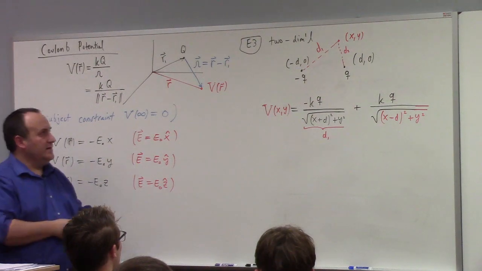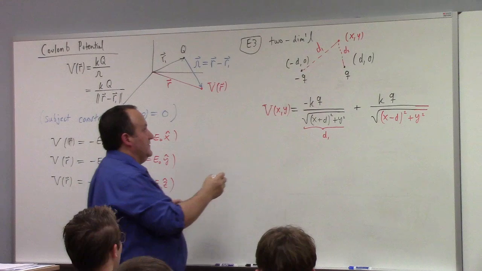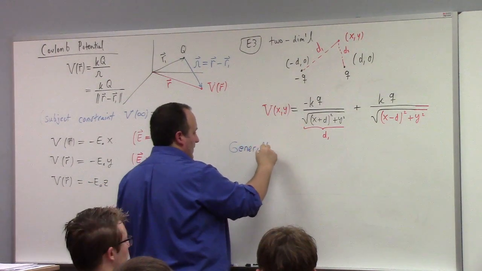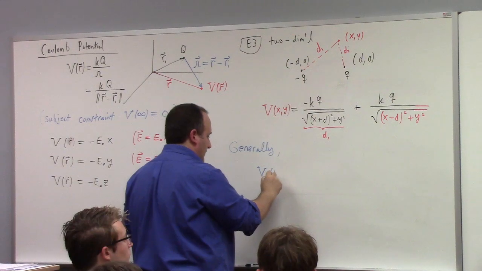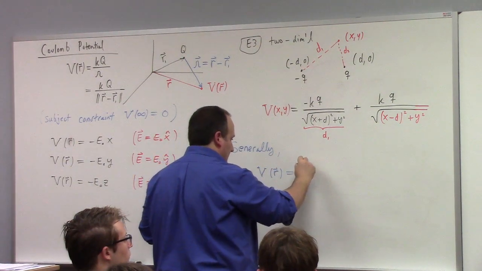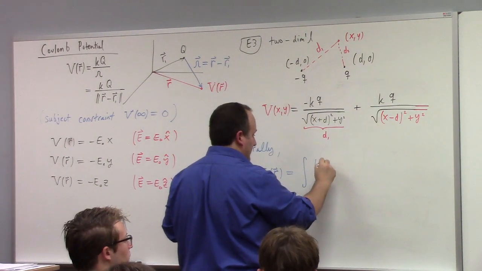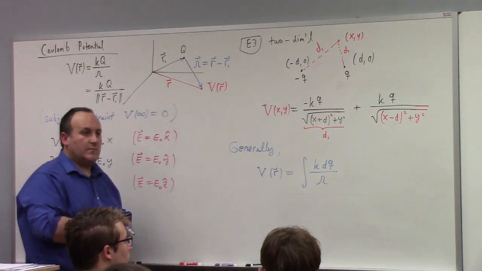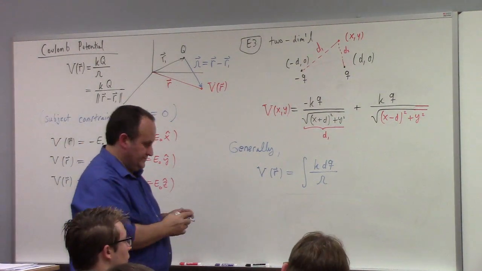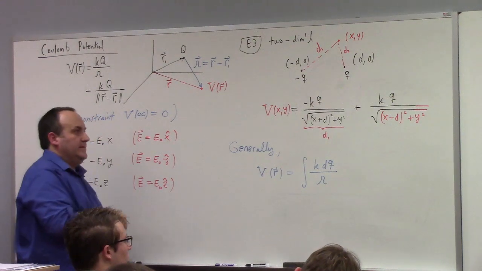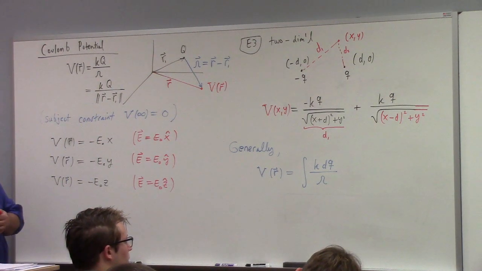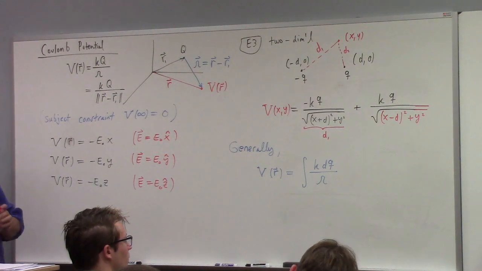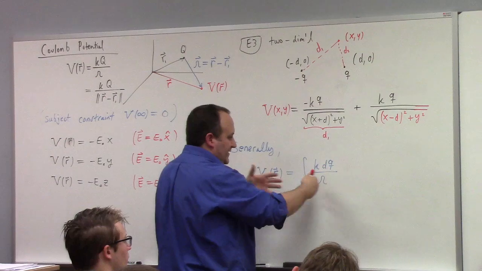Now, if we can do 1, if we can do 2, so generally, we can say that the voltage at R is going to be the integral of K dq over script R. So instead of just adding together the Coulomb potentials like I do in example 3, if we have a continuous distribution of charge, assuming it's localized, we can just use superposition, just add all the voltages together.